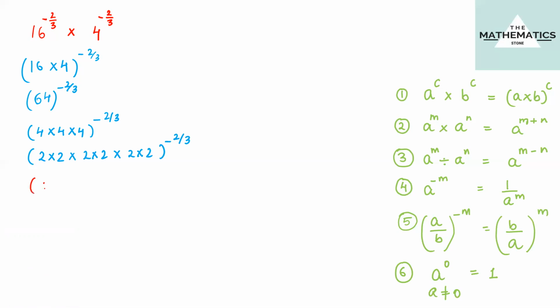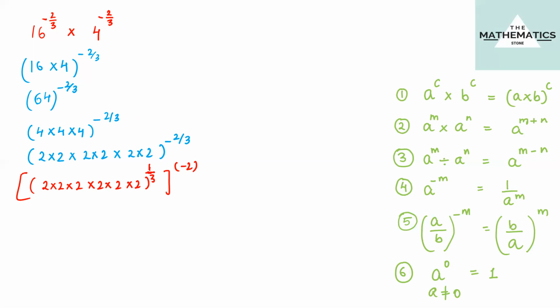So I'm going to write it like this: 2 times 2 times 2 times 2 times 2 times 2 raised to 1 over 3, and this whole thing raised to negative 2. Now this means that you want to find the cube root. You need to find what is the 1/3 power of this thing, or the cube root of this thing.